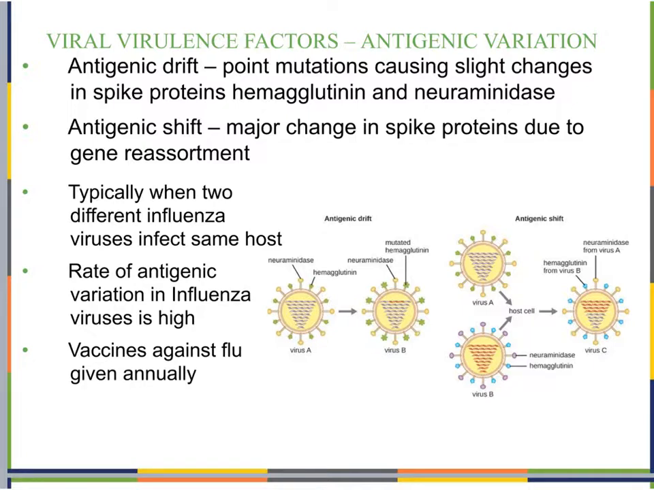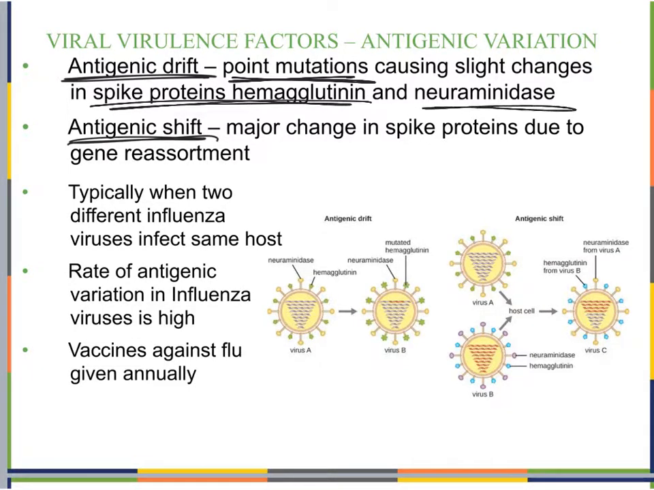And then some other things that we see with viruses are antigenic drift and antigenic shift. With antigenic drift, the reason it's called drift is because it's just drifting a little bit. It's a slight change. And what this means is that we end up having point mutations in the viral DNA or RNA. And what this does is it causes slight changes in the spike proteins, the hemagglutinin and neuraminidase.